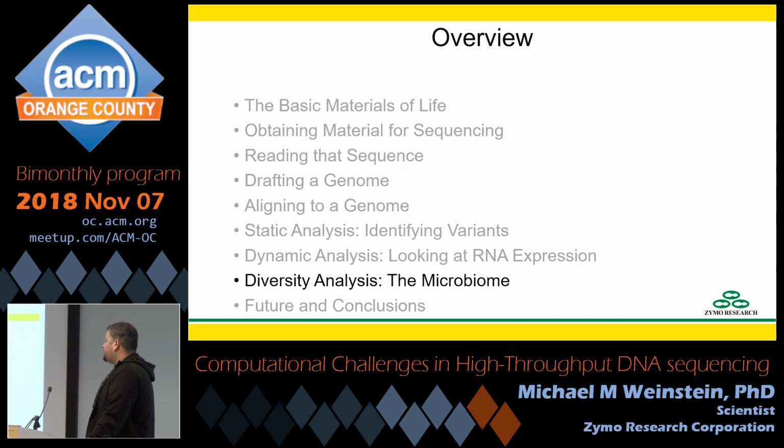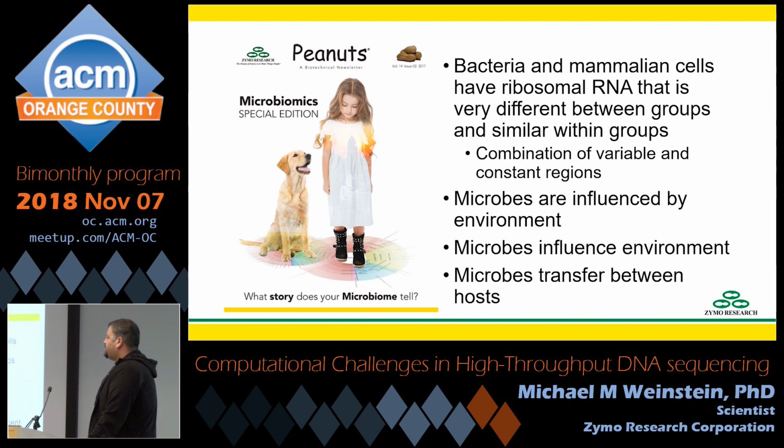All right, and then diversity analysis. This is something that I work on a fair amount, something that actually Zymo also works on a fair amount. Bacteria and mammalian cells, again, have ribosomal RNA, but it's very different between the two. But within the bacterial kingdom, it's fairly similar between all the species, or at least you'll find some constant regions. You'll also find some variable regions. And if you use the constant regions to start reading, and then you read through the variable regions, you've effectively set up a barcoding system for different species. And that winds up being really cool.